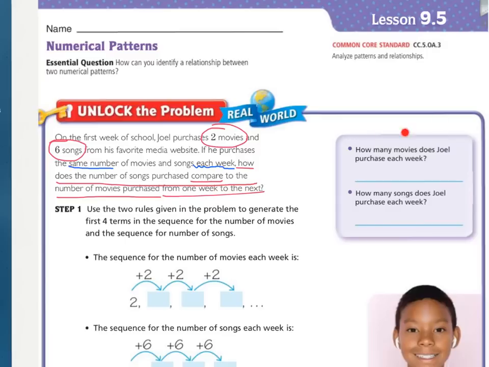We should also be able to answer this box over here. How many movies does he purchase each week? Well, that was one of the numbers you circled. 2. And how many songs does he purchase? 6. Now moving on to step 1.